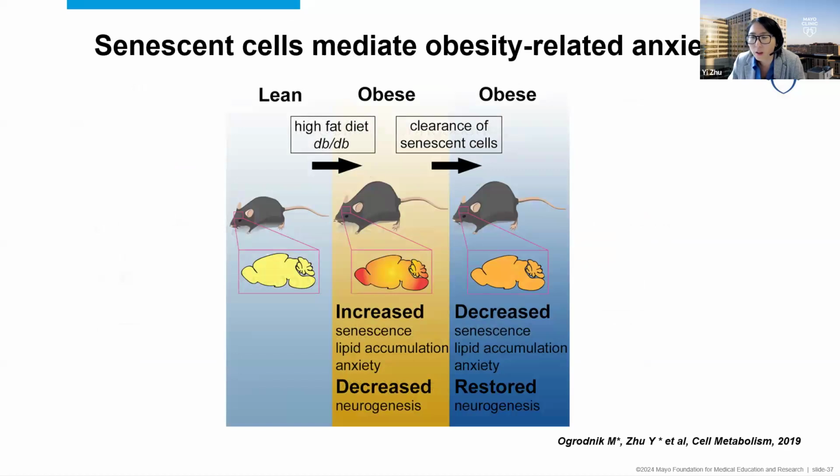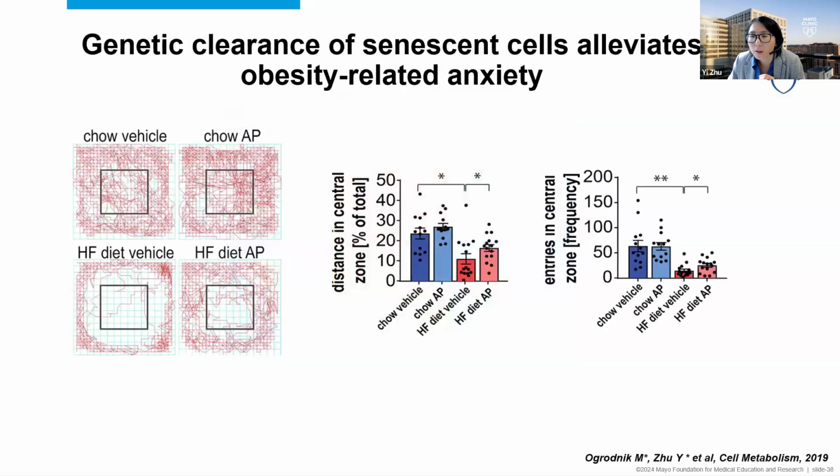A few years ago, we noticed that senescent cells might mediate many obesity-associated disorders. One of the disorders we looked at is anxiety. So to do the proof of concept study, we gave AP20187 in high-fat diet-induced obese mice, and then we assessed their anxiety behavior by open field.